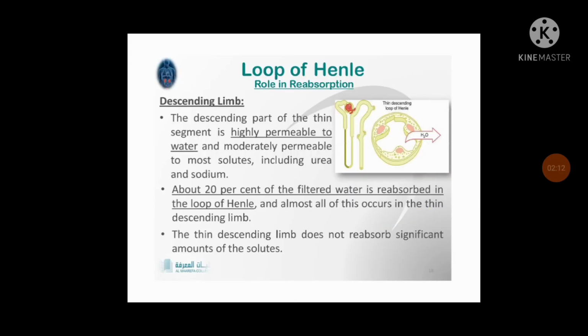So this descending part of the thin segment is highly permeable to water and moderately permeable to most of the solutes, including urea and sodium. So here about 20% of the filtered water is reabsorbed in the loop of Henle, and almost all of this occurs in the thin descending loop, as I had discussed. The thin descending limb does not reabsorb significant amounts of solutes.